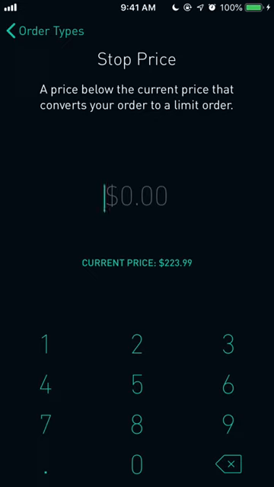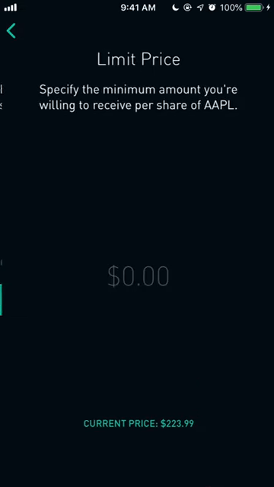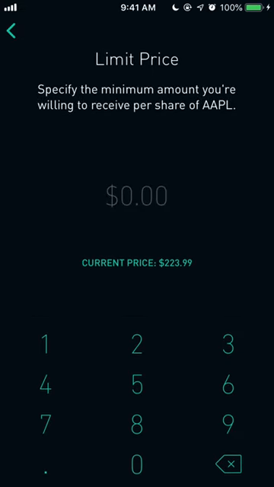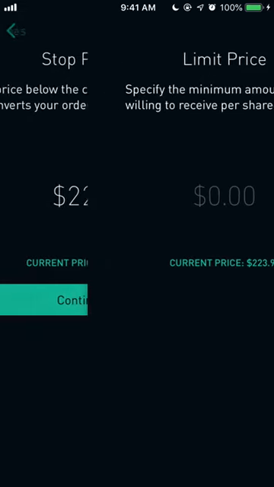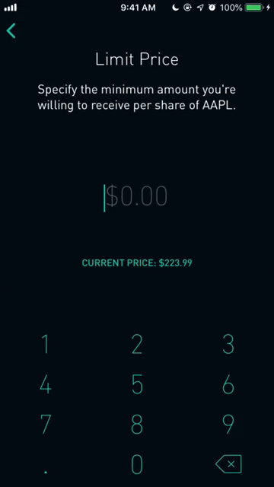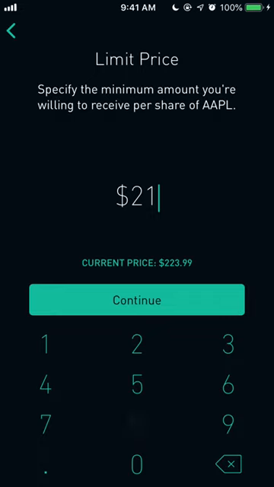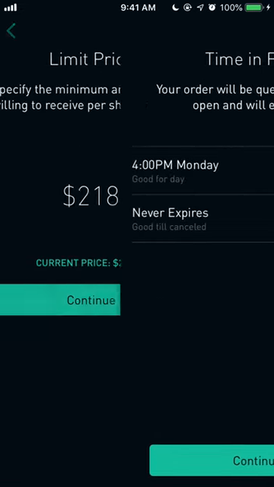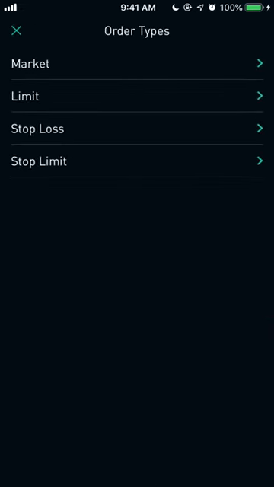Then stop limit, once again similar to the stop limit for buying, just the opposite: a price below the current price that converts your order to a limit order rather than converting it to a market order. So let's say we go to 220, click continue again, specify the minimum amount you're willing to receive per share of Apple. So that's setting the actual limit. So let's say, I don't know, like 218 or something like that. Click continue. It does the same exact thing as before.